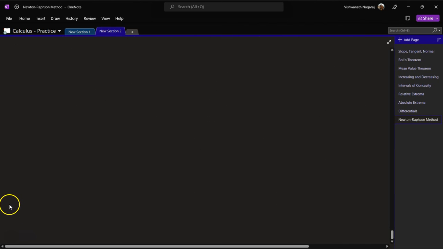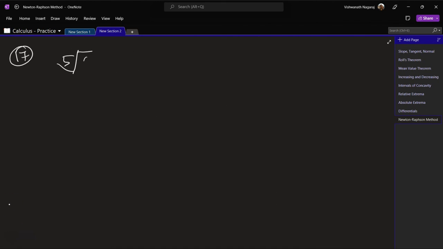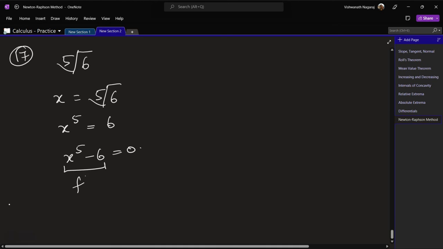Okay, 17th one. Fifth root of 6. So this would be x equal to fifth root of 6. Take it to the power of 5 on both the sides. We get x to the power of 5 equal to 6. So x to the power of 5 minus 6 equal to 0. This becomes the function, and f prime of x would be 5x to the power of 4.